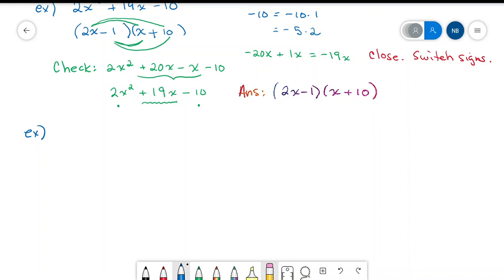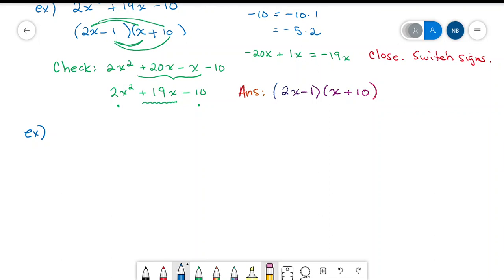All right. Now, I hope you've noticed that all of our firsts so far have been very easy to get because the coefficient on x squared in each of these problems was a prime number. Prime numbers can only be factored into themselves times 1. So for example, 2 is only equal to 2 times 1. 3 is only equal to 3 times 1. 5 is only equal to 5 times 1.